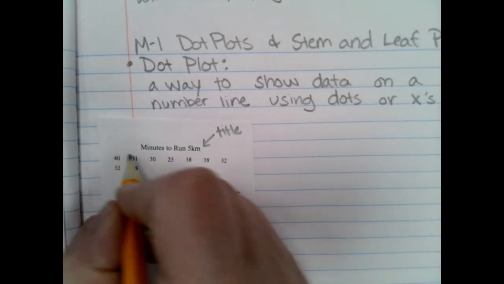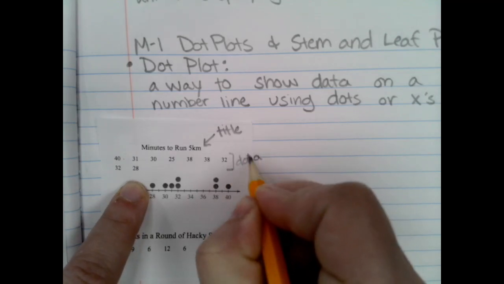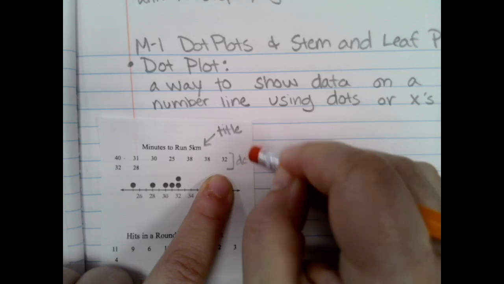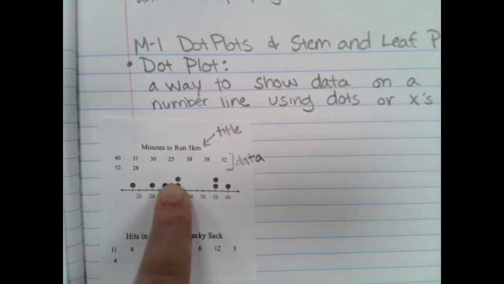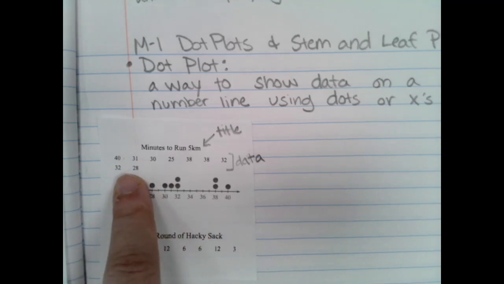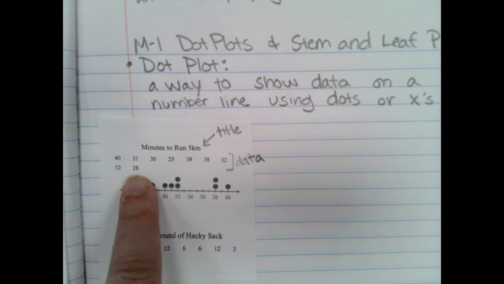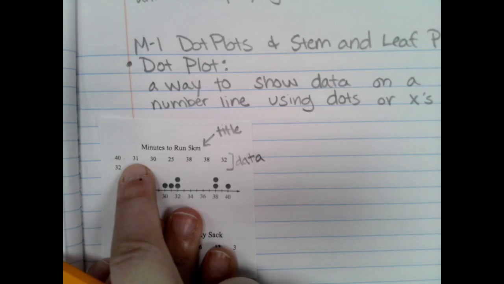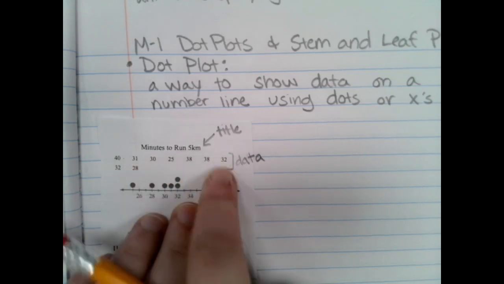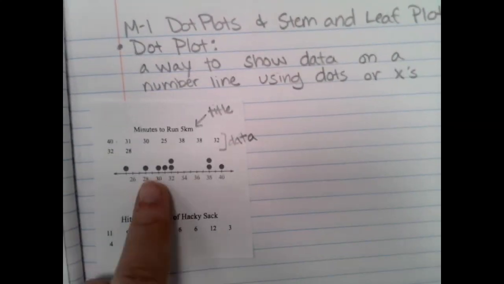Okay, so this right here, this is our data listed as numbers. Okay, this is our data listed. As you look at our data, is our data listed least to greatest? No, it goes 40, 31, 30, 25. It's kind of all over the place. So putting it on a dot plot is kind of nice. It's an easy, quick way to look over things because now it's listed least to greatest.